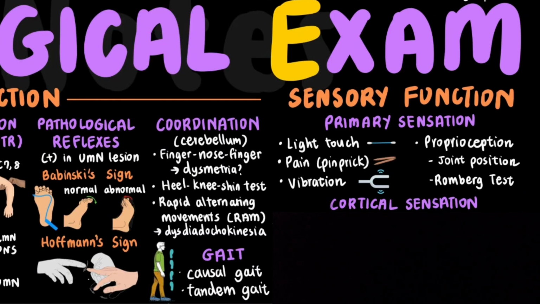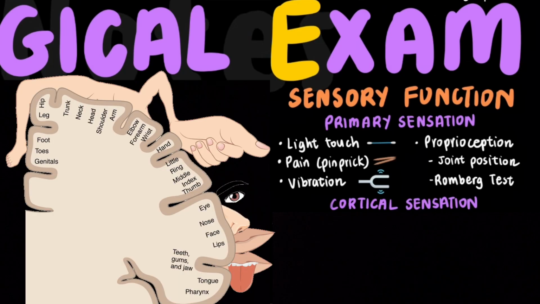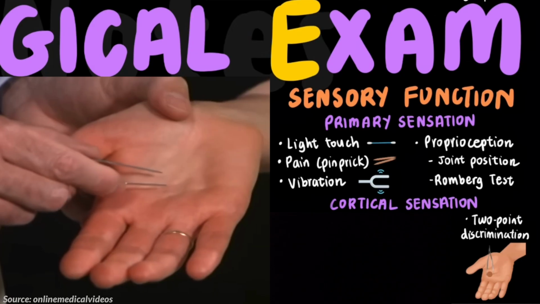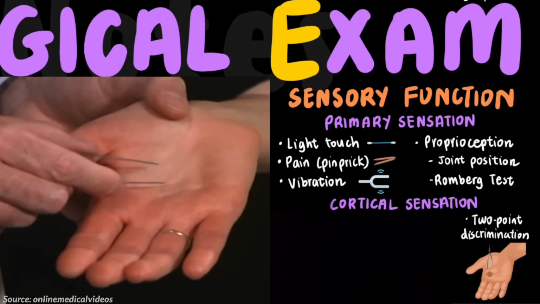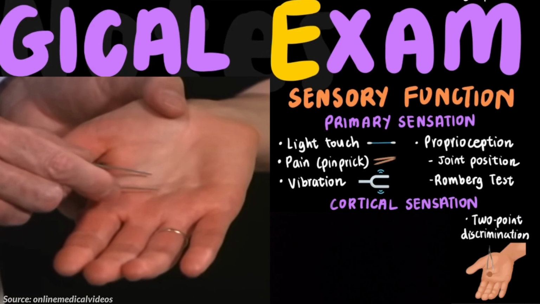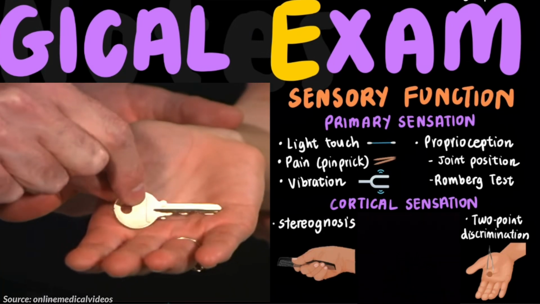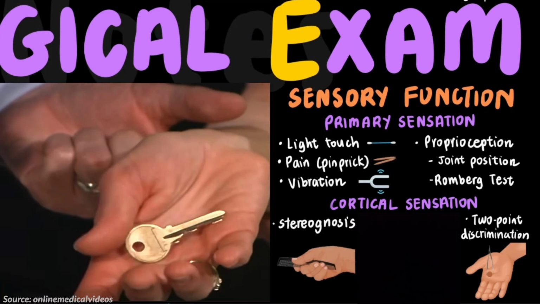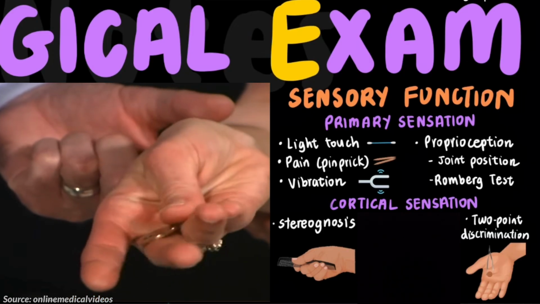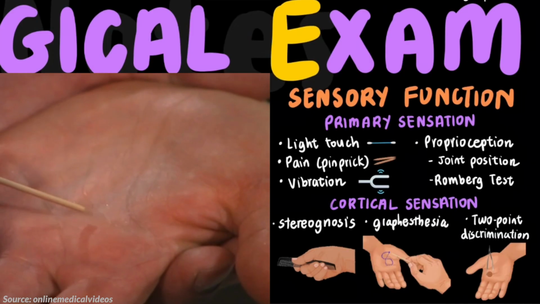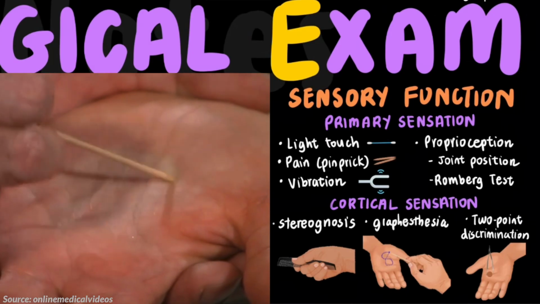Next, we assess cortical sensation, which relies on both intact primary sensation and higher cortical processing. These tests include two-point discrimination, where you touch the skin with 1 or 2 points and ask if the patient feels 1 or 2. Stereognosis, where you place a familiar object like a key or coin in the patient's hand and ask them to identify it with eyes closed. Graphesthesia, where you trace a number or letter on the patient's palm and ask them to recognize it.